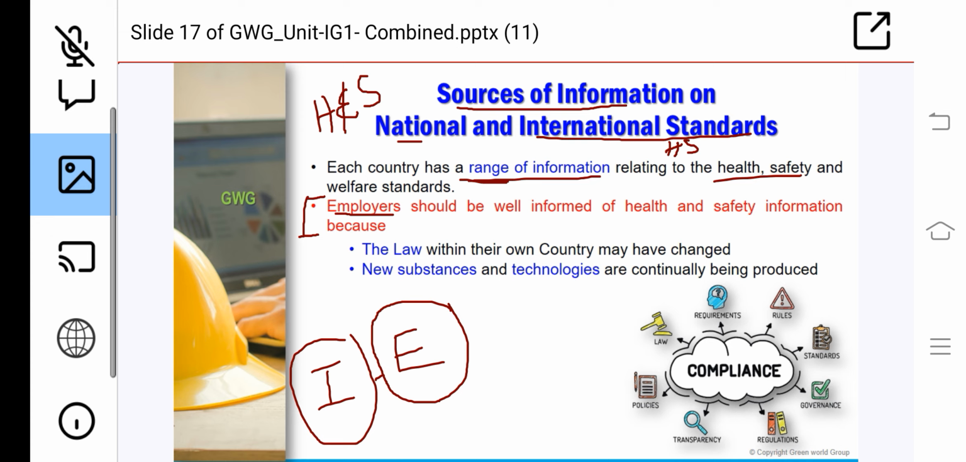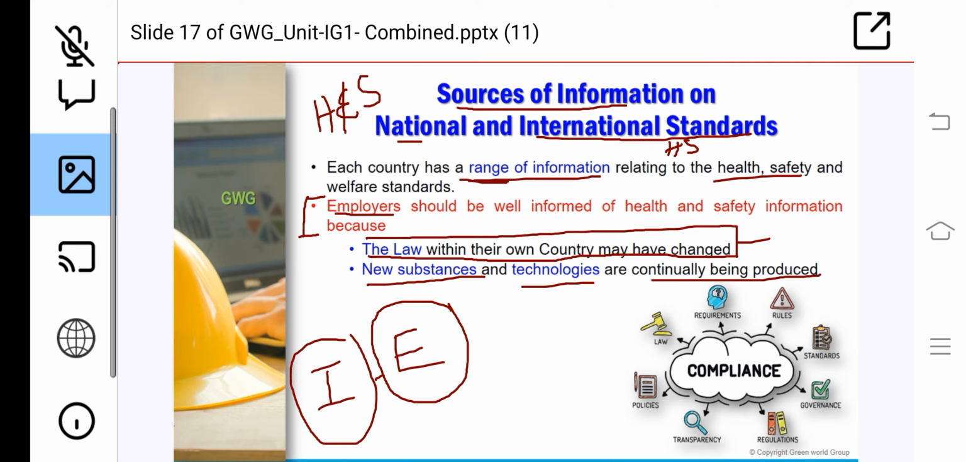So you see that the law within their own country may have changed. So health and safety related legislation will be one of the external sources of information. Then new substances and technology are continually being produced. So for new substances, when you say material, MSDS or SDS will be giving you the updates about the health and safety related to that particular substance, maybe chemical or biological agents. Then technological advancement, meaning technologies like equipment, machineries and devices.